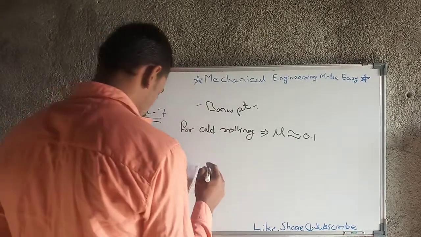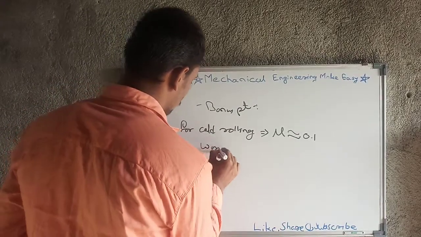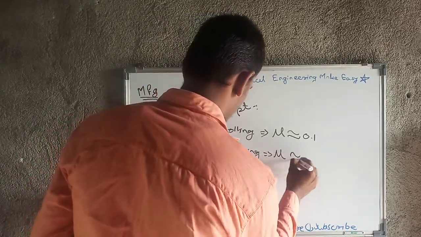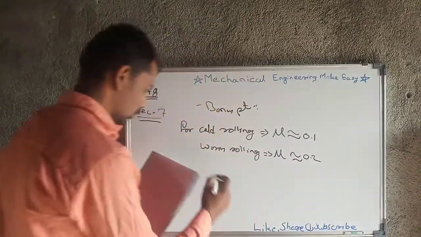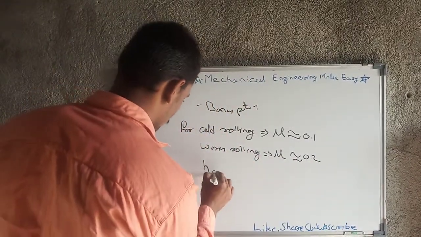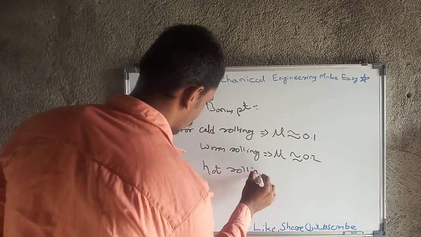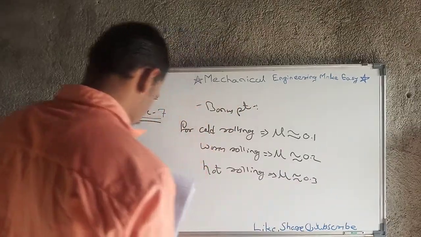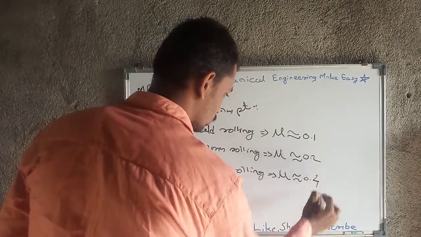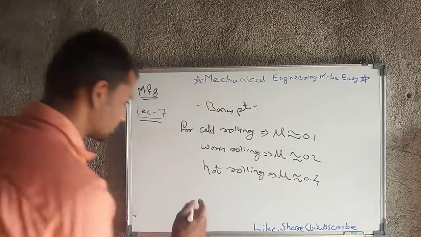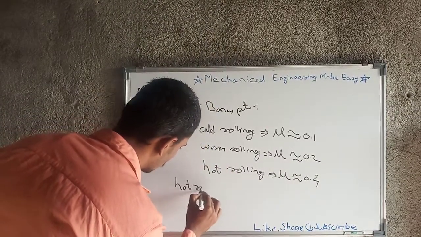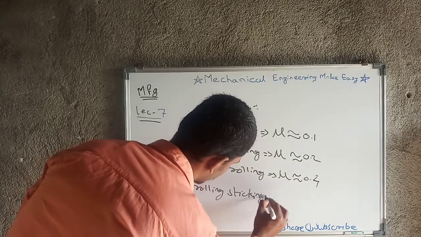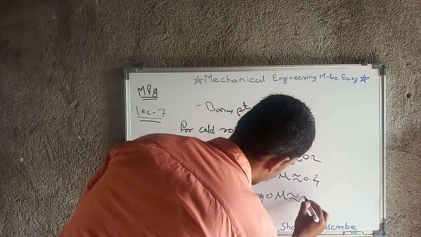For cold rolling, then warm rolling, mu will be nearly equal to 0.2. Then for hot rolling, mu will be nearly equal to 0.4. And for hot rolling sticking, mu will be nearly equal to 0.7.